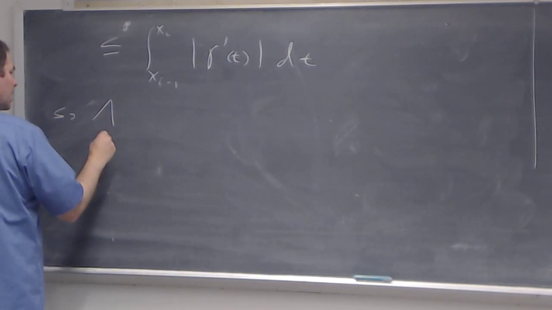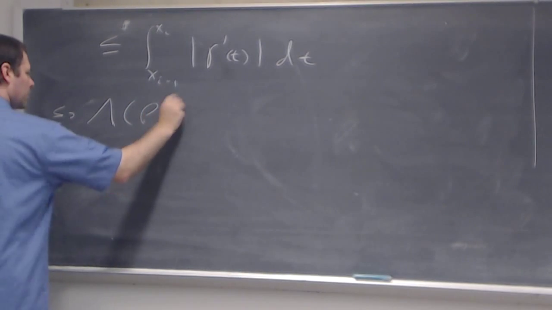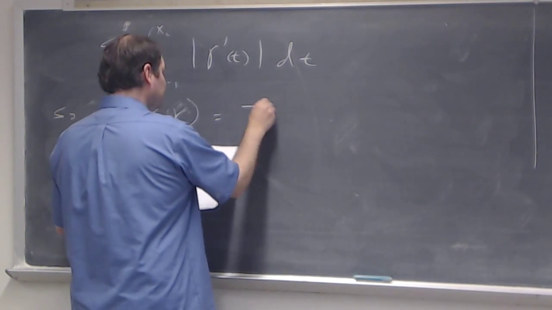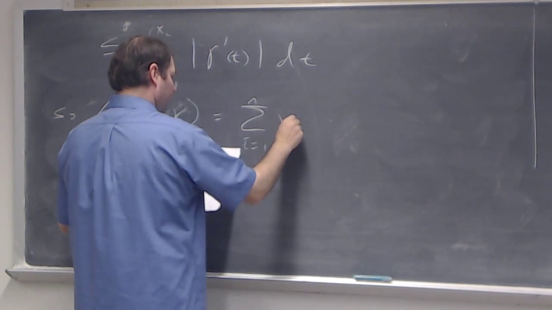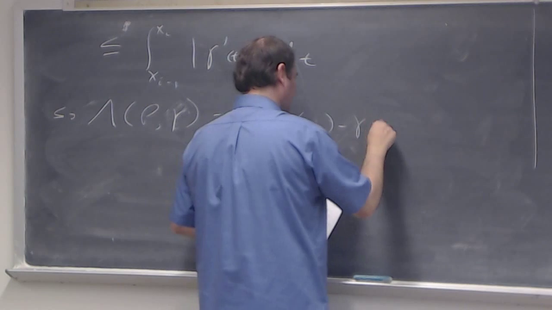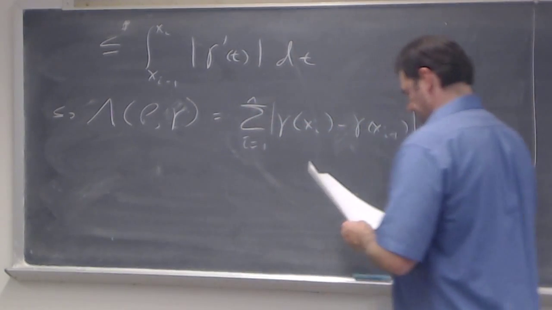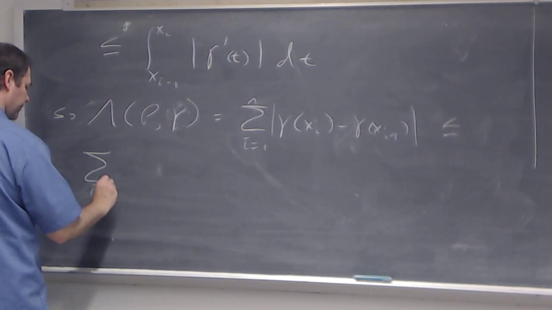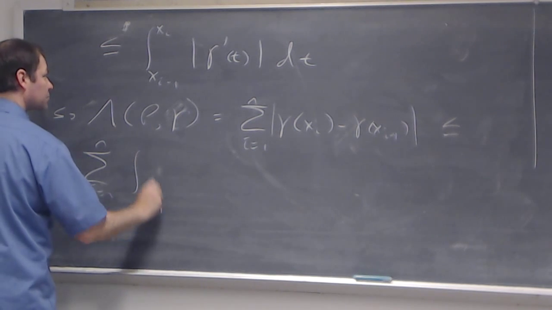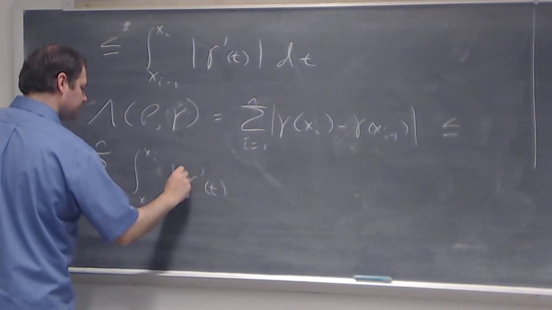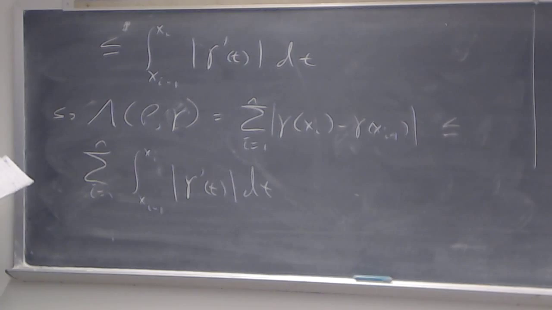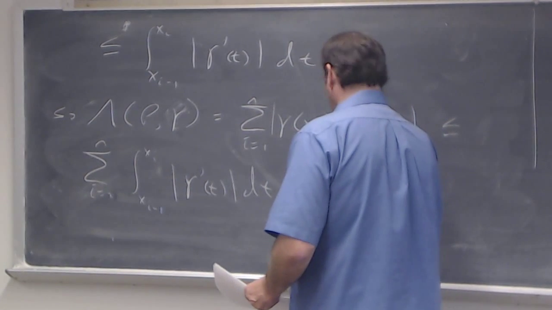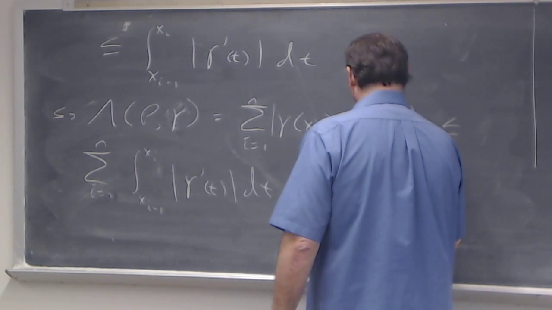So, if we think of this lambda with respect to P and gamma, so this length of gamma with respect to this partition, that's going to be equal to the sum, as i runs from 1 to n, of the norm of gamma of x sub i minus gamma of x sub i minus 1, which is going to be less than or equal to the sum, i running from 1 to n, of these integrals from x sub i minus 1 to x sub i of the norm of gamma prime of t dt. But if you sum up over all the partition values, that's nothing more than the integral from a to b of the norm of gamma prime of t dt.